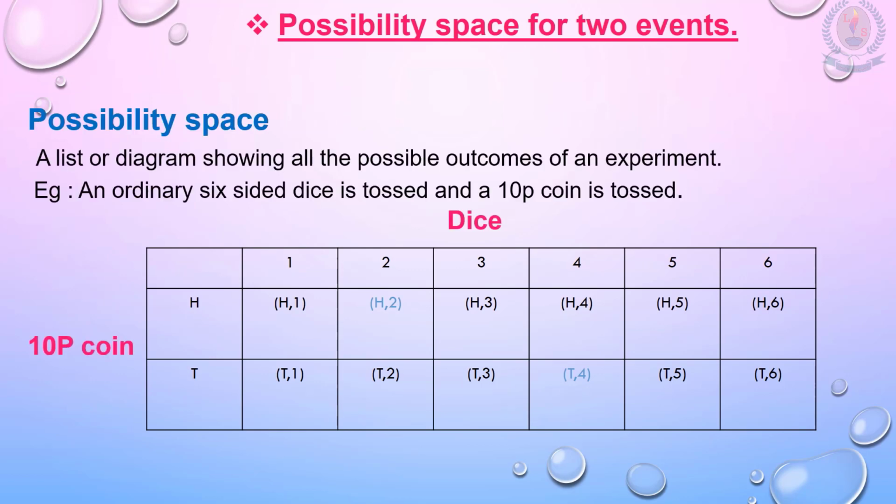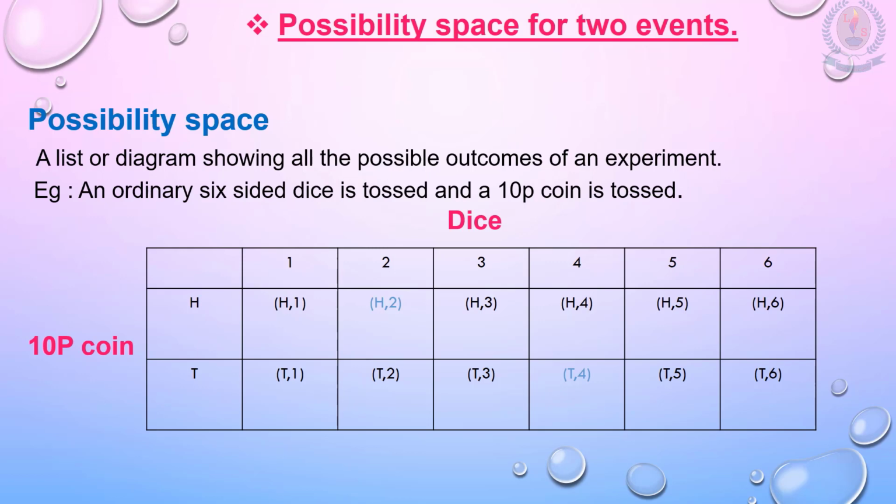Now we are going to learn about possibility space for two events. When two events are simultaneously happening, to find the probability we need to draw a possibility space. What is a possibility space? A list or a diagram showing all the possible outcomes of an experiment. Now you can see an example.